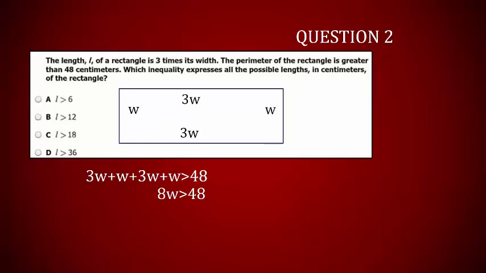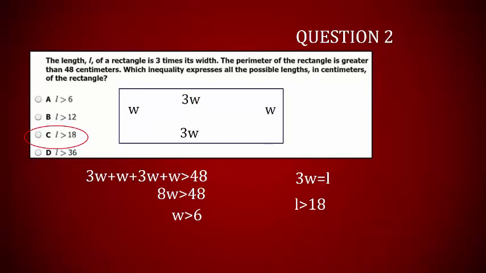Now we add all that together and we get 8W is greater than 48. Divide both sides by 8. 48 divided by 8 is 6, because 6 times 8 is 48. Now we're going to multiply both sides by 3, because 3W is equal to L. They want to know about the length, so we multiply both sides by 3 to get it in terms of L, and we get L is greater than 18. That's answer choice C. Alright, we're on to the next one.